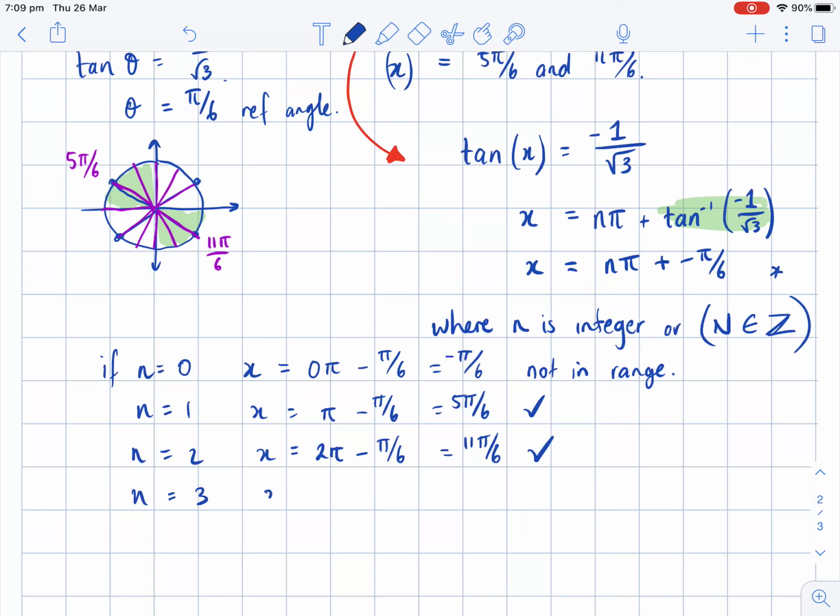If n equals 3, x equals 3 pi minus pi on 6, which is 17 pi on 6. It's not in our range. If n equaled minus 1, x equals minus pi minus pi on 6, which is minus 7 pi on 6. Again, not in our range, but you can see that this is a pretty quick and effective way for finding lots of solutions, and it's probably easier than what we've been doing previously in methods to solve trig equations. So nifty trick, a couple of rules there for you to try and remember to speed up your solving of trig equations.